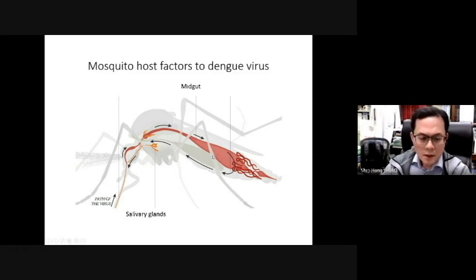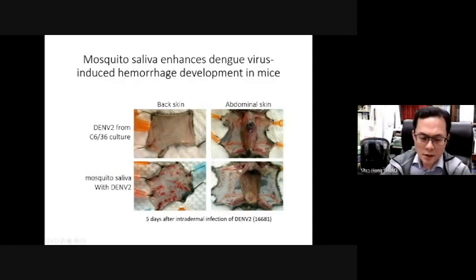cycle. In our previous study, we made use of a hemorrhage mouse model using Stat1 knockout mice. We found that when these mice are intradermally inoculated with dengue virus produced from a mosquito cell line, C6/36, they develop a slight hemorrhage sign in the back skin and abdominal skin, as you can see in the upper panel.